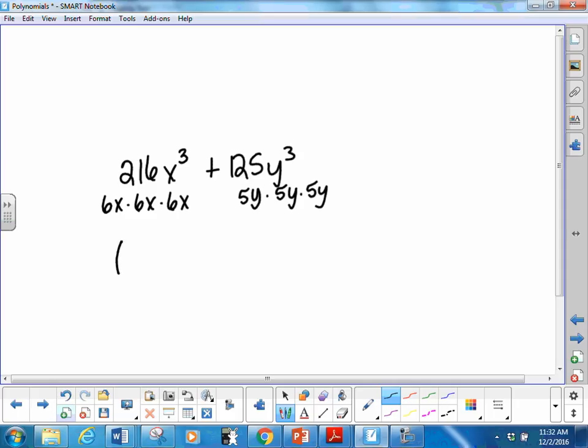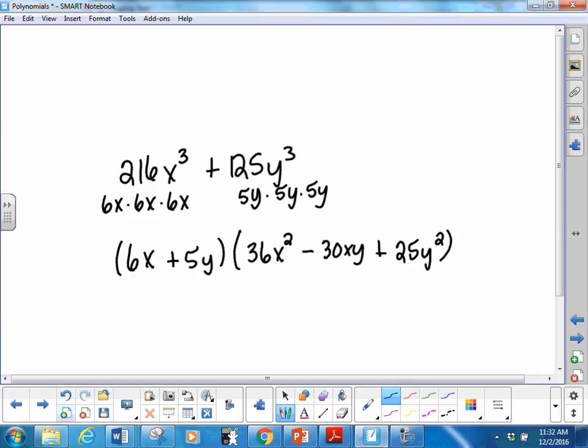The pattern says to do 6x plus 5y. The pattern also tells me to square this first term. We're alternating signs. You take those and multiply them together, and then square the last term. Is there anything else like this? No, that's it, for the box term.